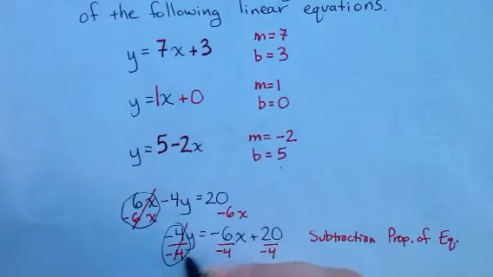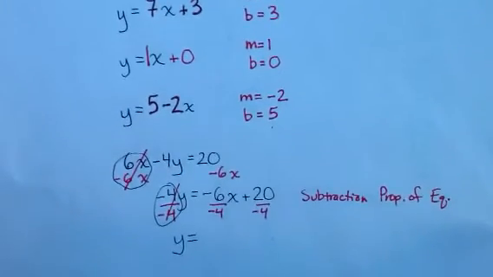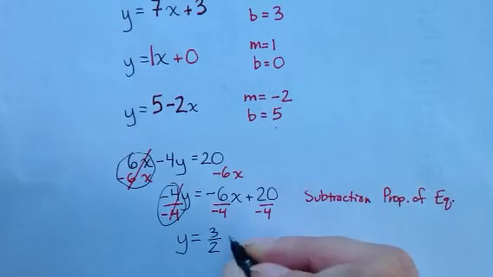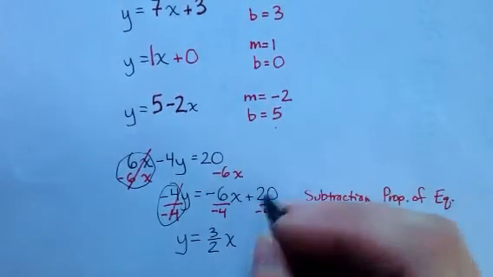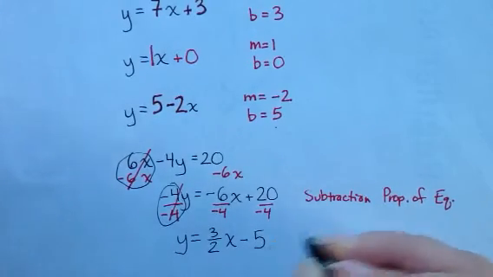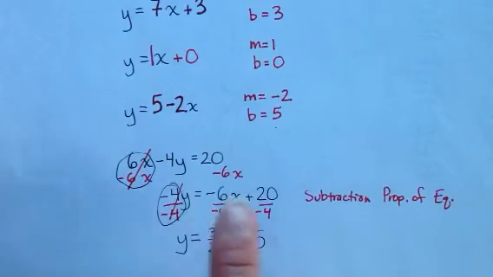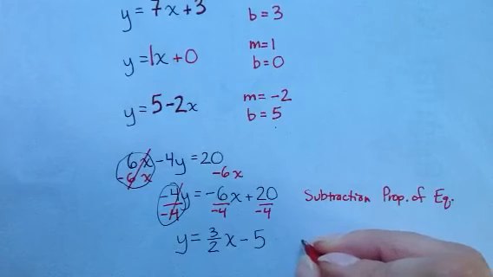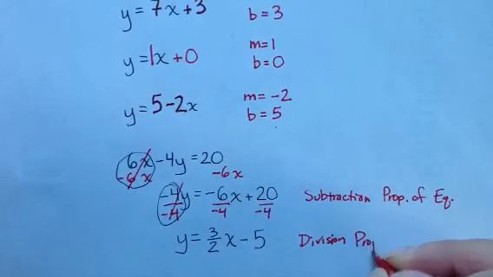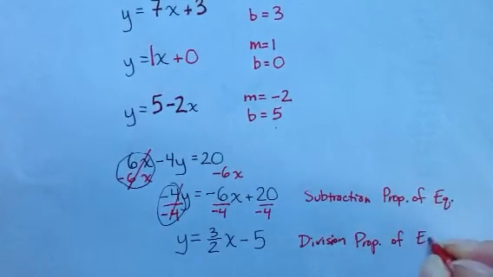Okay, so here, like I said, this is 1. 1 times y is just y. y equals negative divided by negative is positive, and if I simplify this fraction, I get 3/2 times x. A positive divided by a negative is a negative, so negative 5. And again, what I just did to both sides is divide. I divided both sides by negative 4 to keep the equation equivalent. So this time I used the division property of equality.